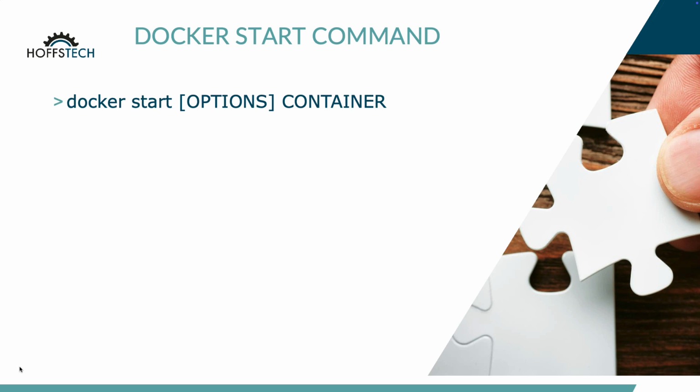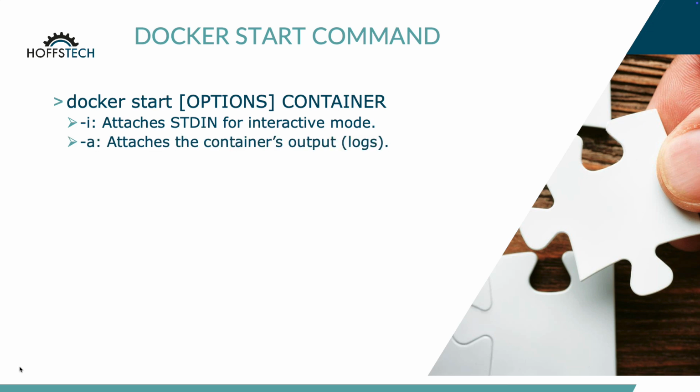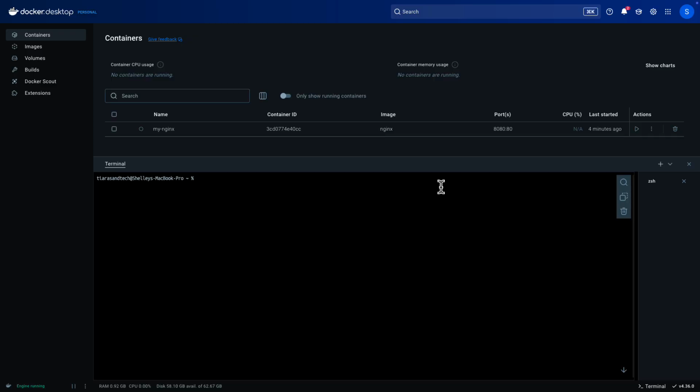Some options you may encounter frequently include: the -i flag attaches stdin for interactive mode, and the -a flag attaches the container's output, in other words, logs. Now let's start our stopped Nginx container. You can either click on the play button next to the stopped container in Docker Desktop or use the docker start command with the name of the container.